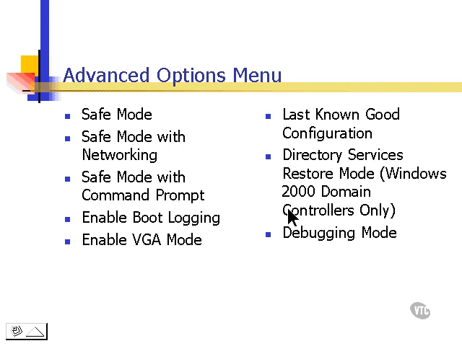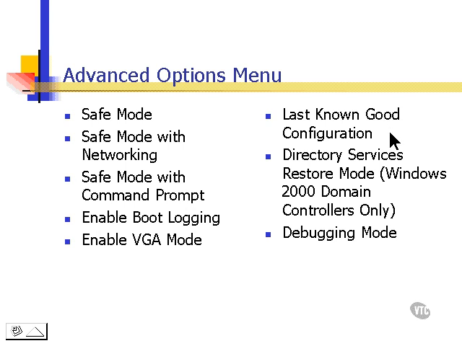We can also go to last known good configuration. Just like Windows NT, Windows 2000 saves the last known good configuration. And the last known good configuration will be the last time that the computer was able to be started and logged into so that someone could use the resources. That configuration will be stored.